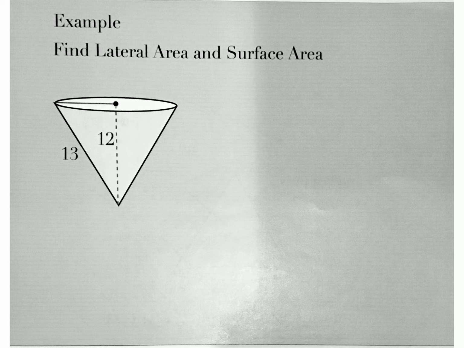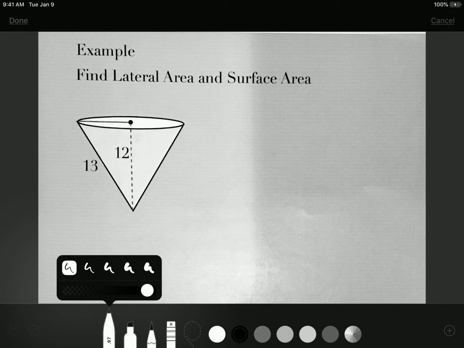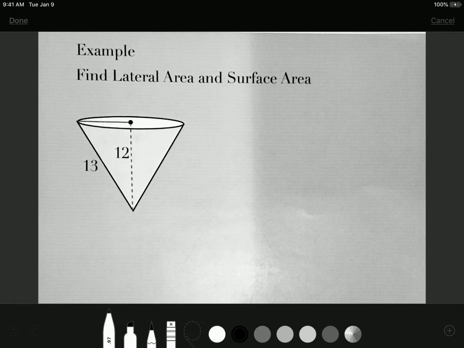So if we take a look at this first example here, we have our slant height, which is 13. We have another height, which is 12. So that's just the regular height. We would use that for volume if we were going to find volume. What we need is the radius.